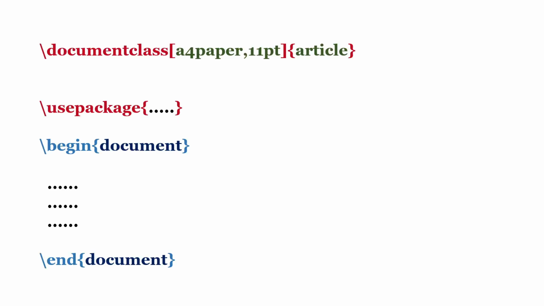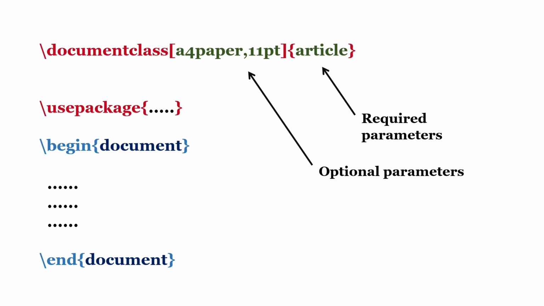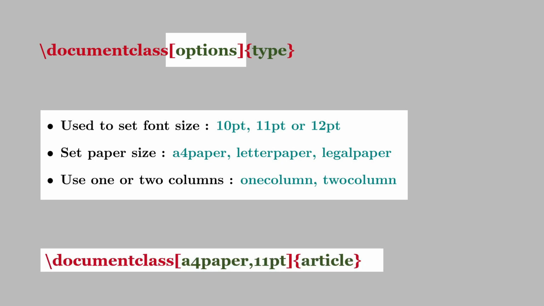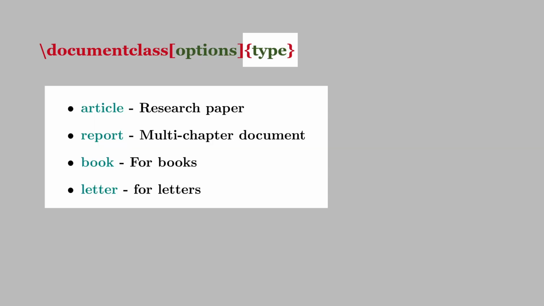Now let me elaborate on the LaTeX environment. What you see on the screen is the basic LaTeX structure. It begins with \documentclass followed by an optional square bracket and a required curly brace. The square bracket is where you can define options like paper size, for example A4 paper, font size, for example 11 point, column style, example 1 column or 2 column. The curly brace is mandatory and contains the type of document.